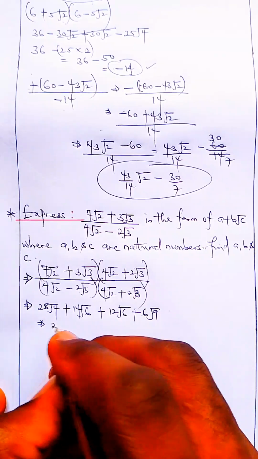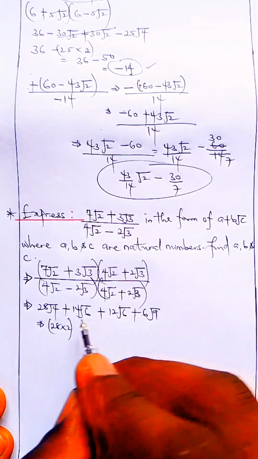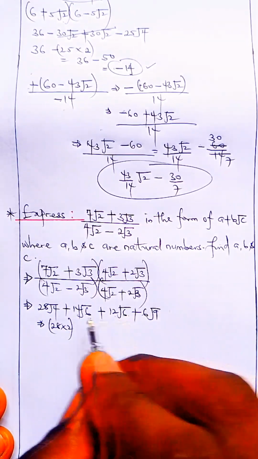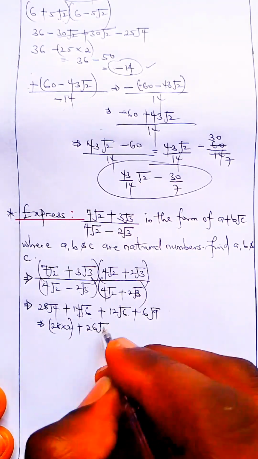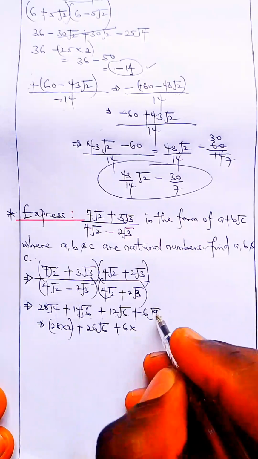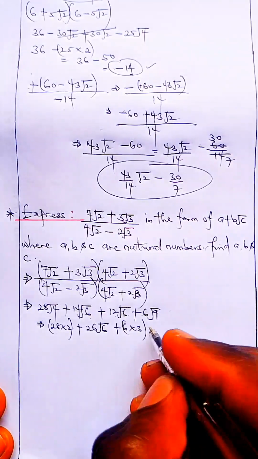So what do we have here? 28 times 2. Square root of 4 is 2. 14 root 6 plus 12 root 6. They have the same radical, we can combine them. That is 26. 14 plus 12 is 26. 26 root 6. Then plus square root of 9 is 3. So we're done with that.